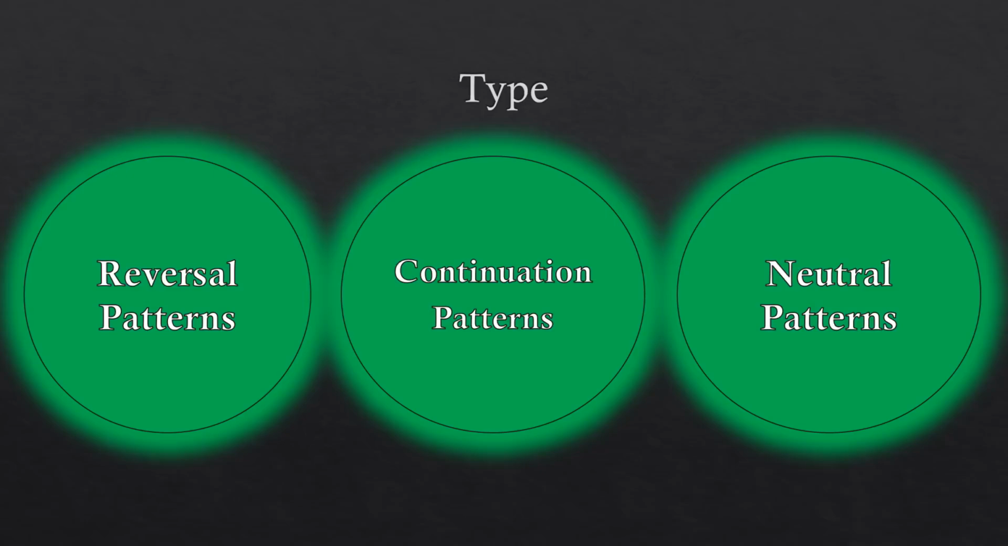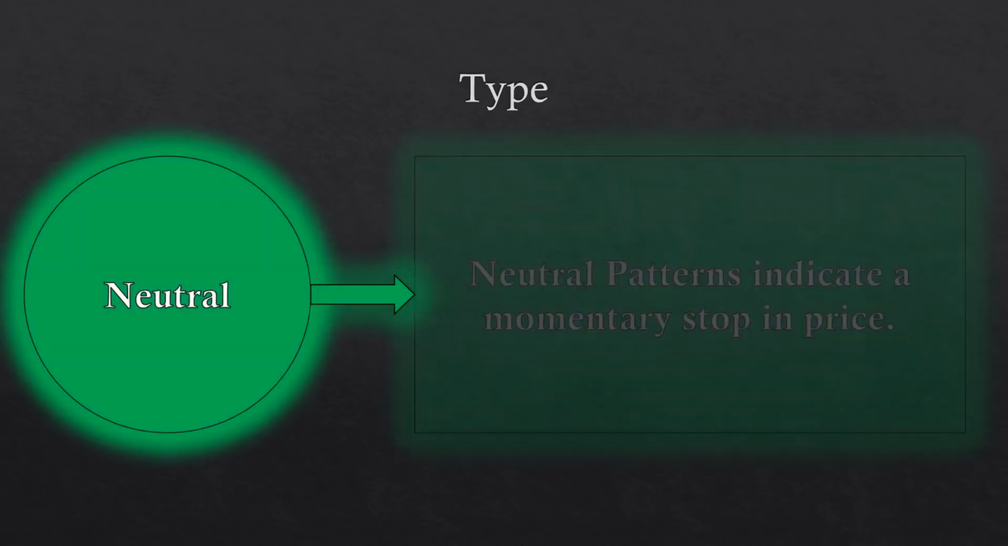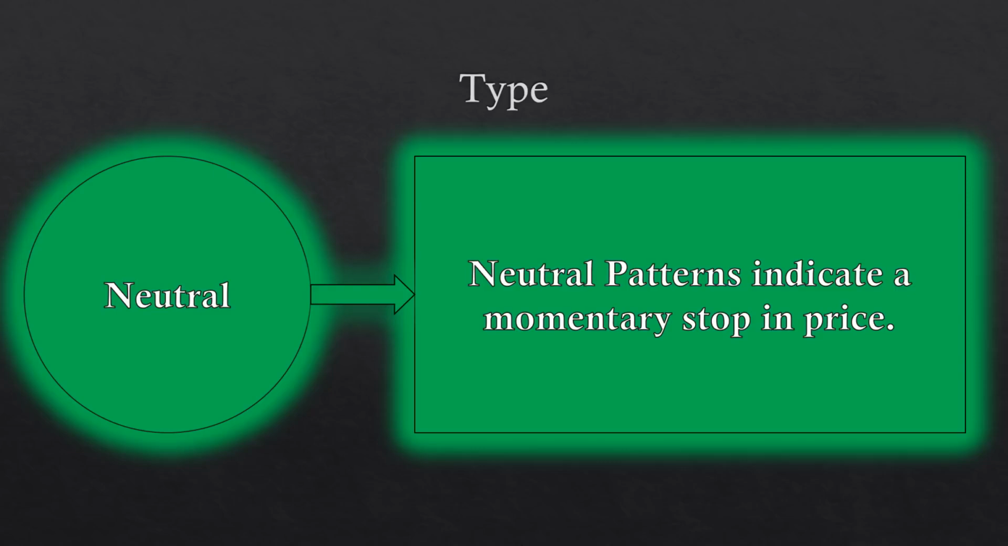In summary, the reversal patterns indicate price will change direction, and continuation patterns indicate that price will not change direction. Both reversal and continuation patterns can either be bullish or bearish. The third and last type of candlestick pattern is the neutral pattern. Neutral patterns indicate a momentary stop in price. Unlike reversal and continuation types, there is no such thing as bullish or bearish neutral patterns.